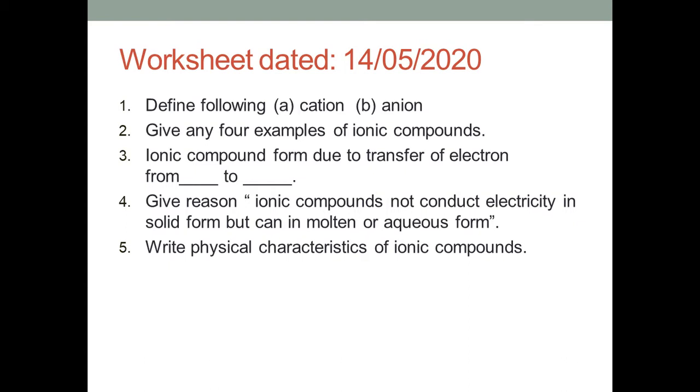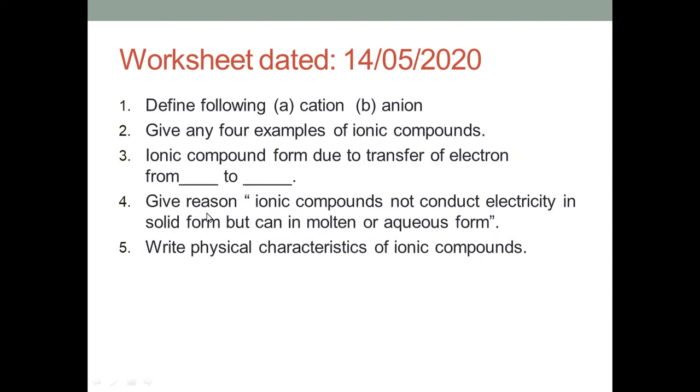This is the worksheet for you students. You have to complete this worksheet, and I will discuss the questions and answers. First question is define the following: cations and anions. Cations are the species which have positive charge, while the species which have negative charge are called anions.